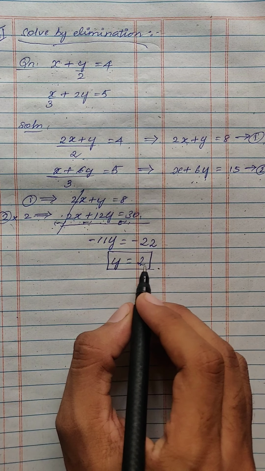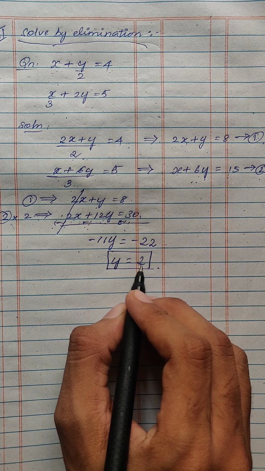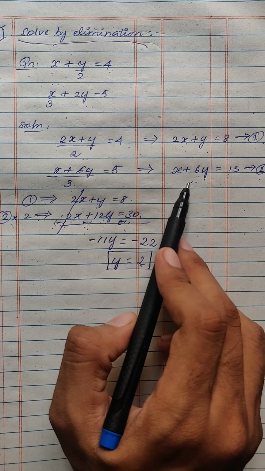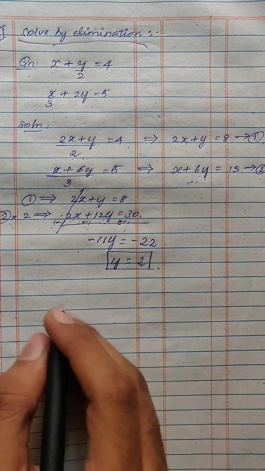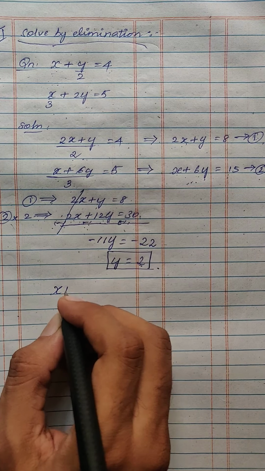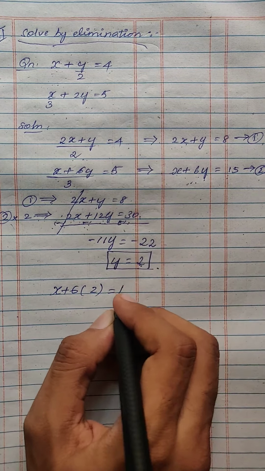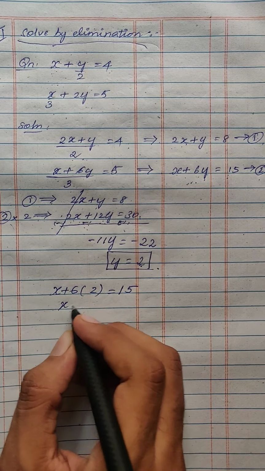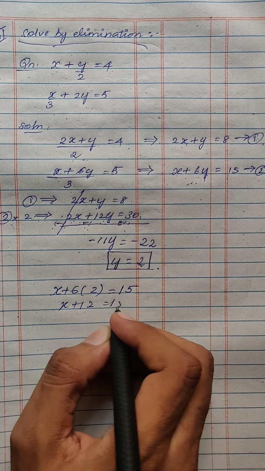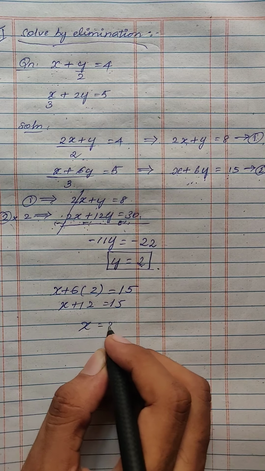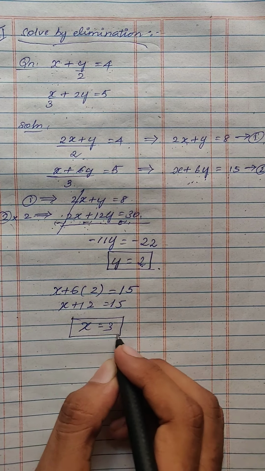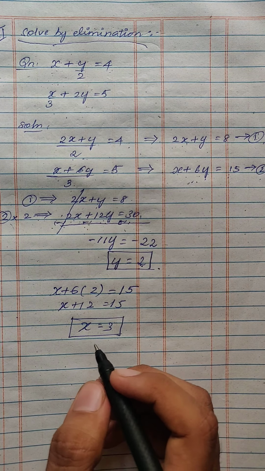So now, you have to substitute this value of y equal to 2 in any of the equations. Okay, so I'm substituting in the second equation. So I'll be getting x plus 6y, and in the place of y, we'll be substituting 2. So x plus 12 is equal to 15. So I'll be getting the x value as 3. So this is the method to solve by elimination.